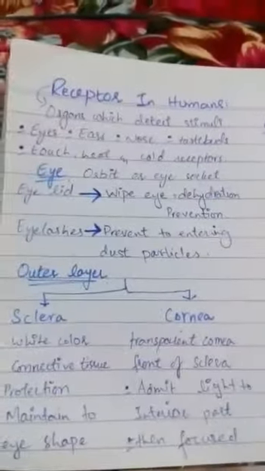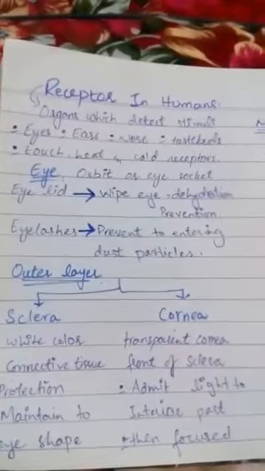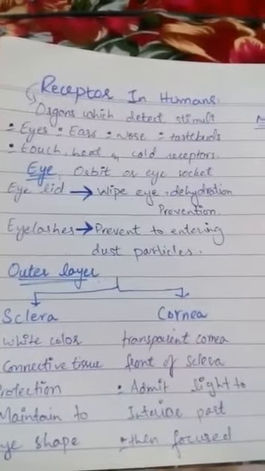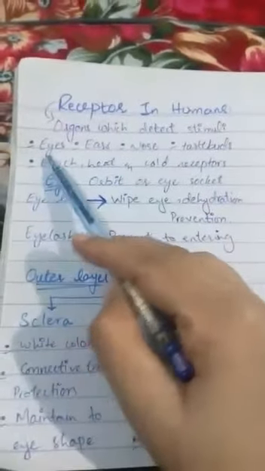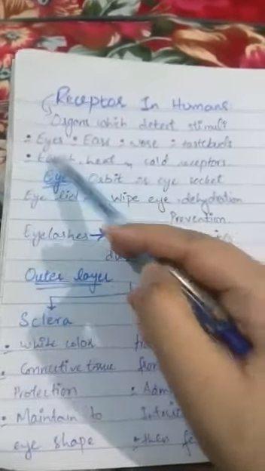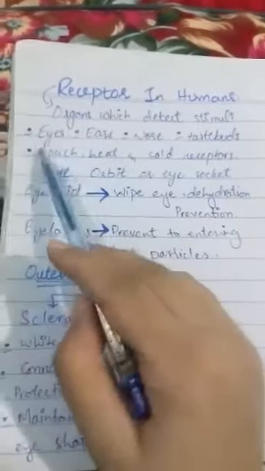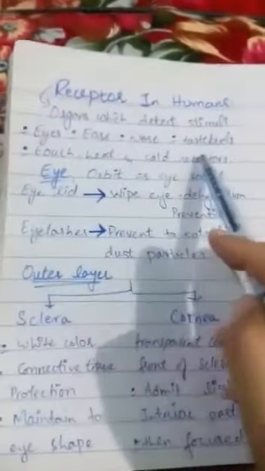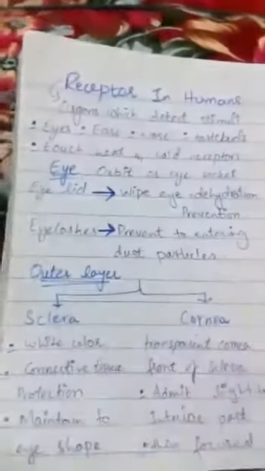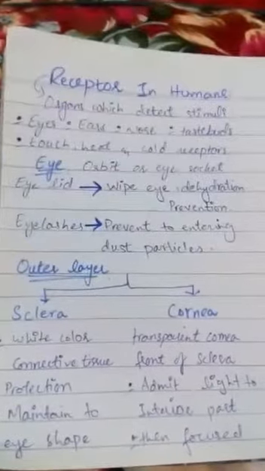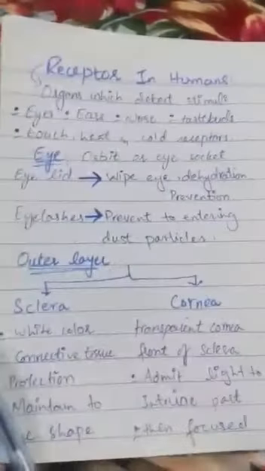You know that in humans different types of receptors are present which can detect the external changes happening around us. The major organs which can detect stimuli in humans are listed here: eyes, ears, nose, taste buds, touch, heat and cold receptors, and pain receptors. All these receptors are present in an animal's body or a human's body. So firstly, today we discuss the eye.